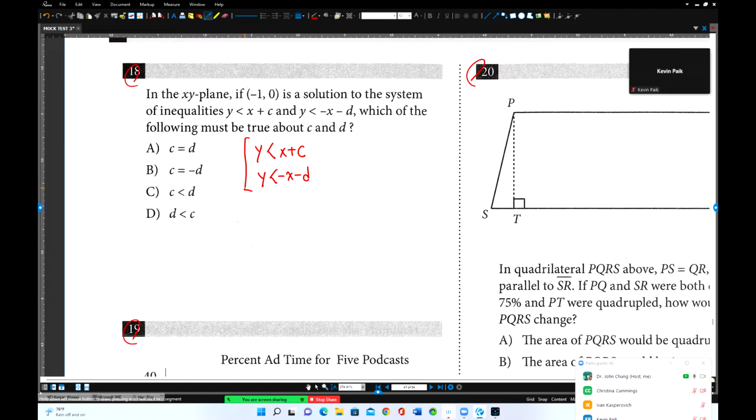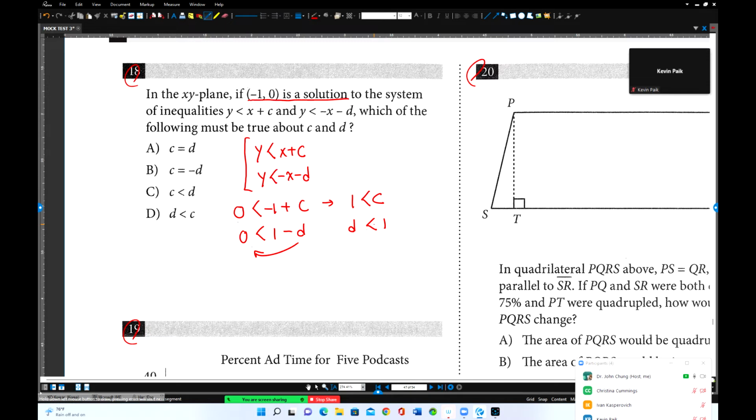Using this point, which of the following must be true about C and D? Using this given, we're going to eliminate X and Y and just find C and D. When X equals negative 1, Y is 0. Put this number in: Y equals 0 when X equals negative 1. From here, we can see that C is greater than 1. Second, put this number in the other equation. Y equals 0, X equals negative 1. 0 is less than 1 minus D. Move D to the left, D is less than 1.